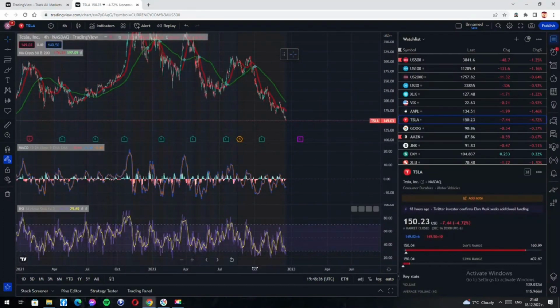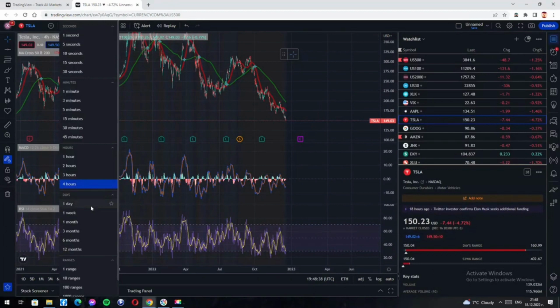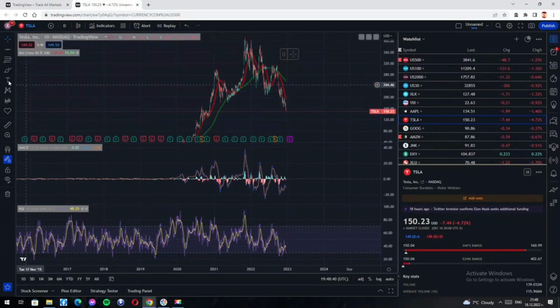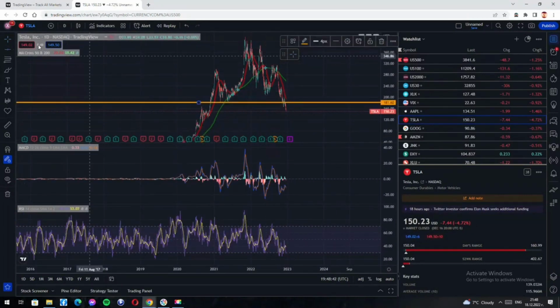Tesla, one more very disgusting chart, more disgusting than Apple, of course, because straight down.